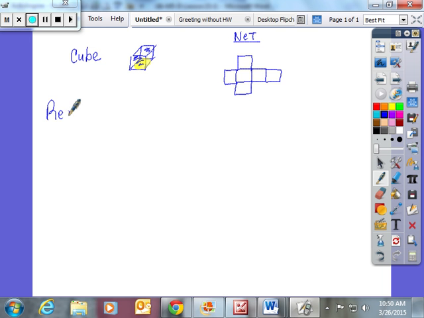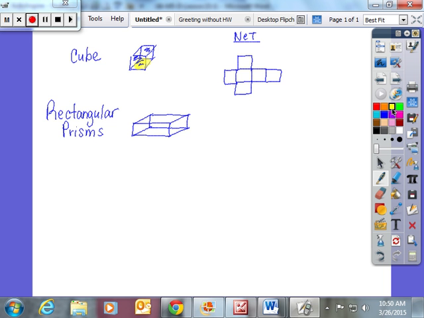Let's talk about rectangular prisms. Hopefully you're taking notes on everything that I'm doing in this lesson today. A rectangular prism is made up of two rectangles offset by each other, top to top, bottoms to bottoms. This is a rectangular prism.